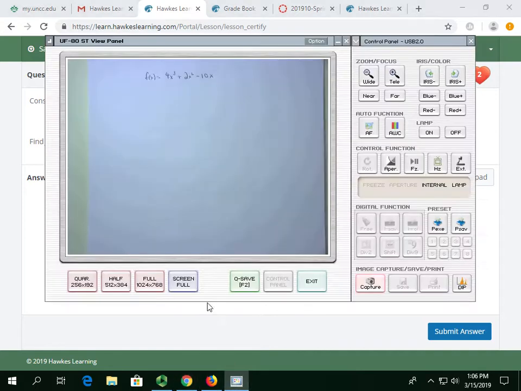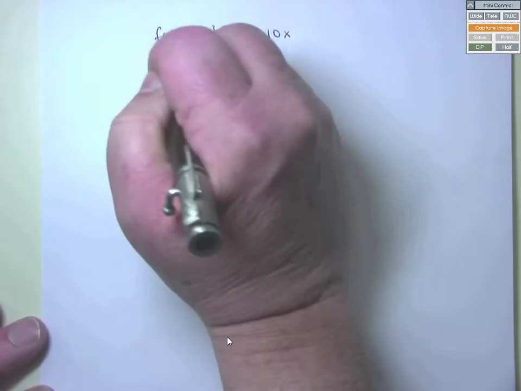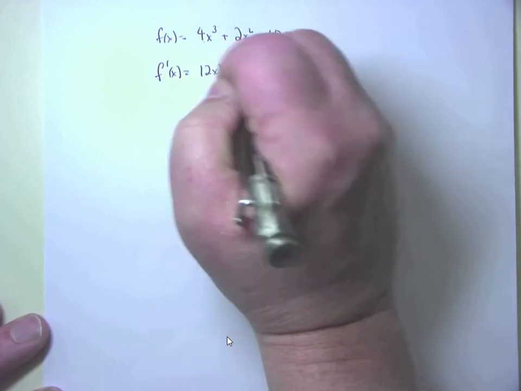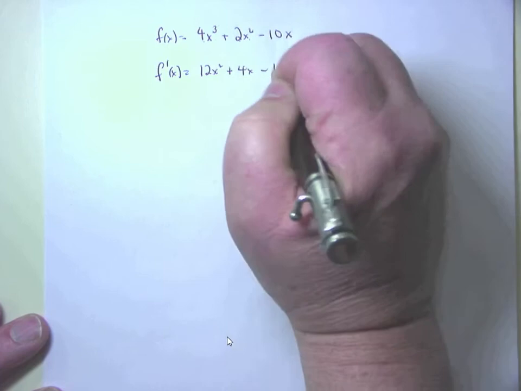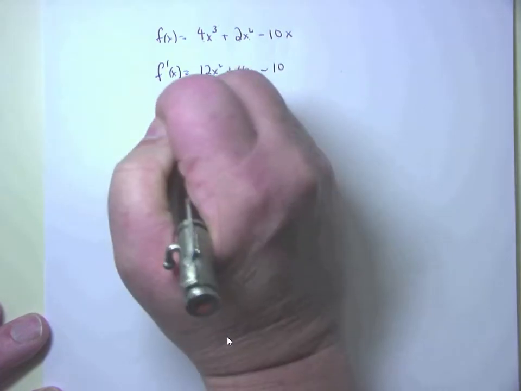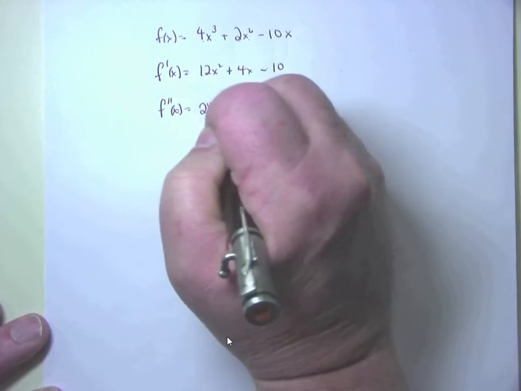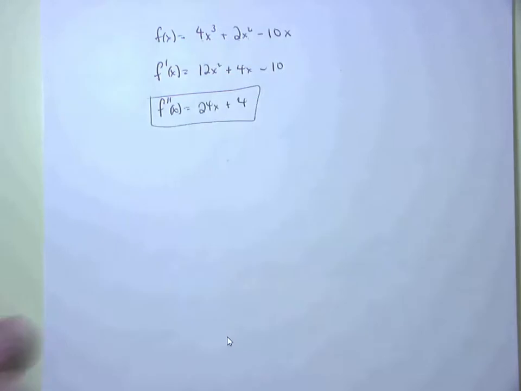So let me click over here so you guys can see what I wrote down. There's my function there. So I want to find the second derivative. So let's find the first derivative. Derivative of 4x cubed is 12x squared plus derivative of 2x squared is 4x and derivative of minus 10x is minus 10. Now take a derivative again. Derivative of 12x squared is 24x plus derivative of 4x is 4, derivative of minus 10 is 0. So my second derivative is 24x plus 4.